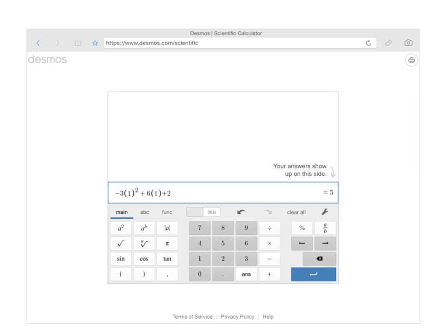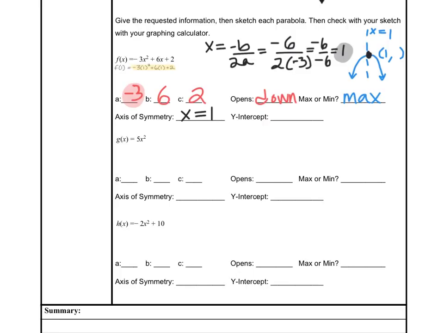So that means when I plug in 1, I get 5. So my vertex is 1, 5 for the y value. So going back here, we know now that the y value of the vertex is 5. So I'm going to write that down right here, and you see it over there on the parabola. I've graphed 1, 5 for the vertex. Last thing, our y-intercept is the c value, which is 2. So our y-intercept is 0, 2.